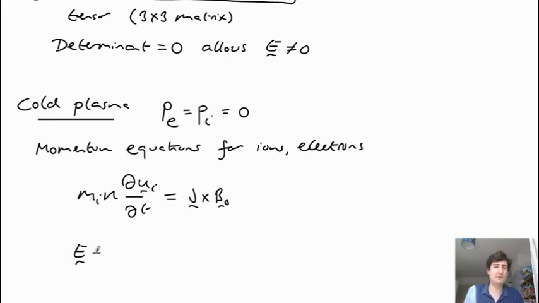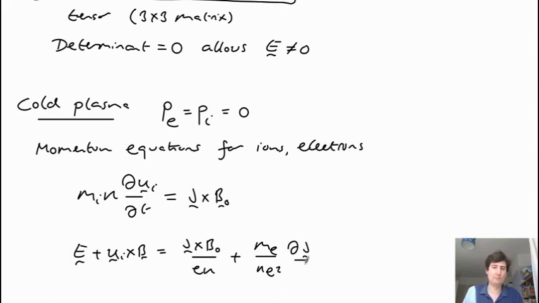So here we have E plus U, the ion flow. And then here we have the other terms that we've talked about previously. So we have a J cross B naught, the Hall terms, there's no pressure term. Then we have the electron mass term. I'm simplifying a little bit to just keep this term.